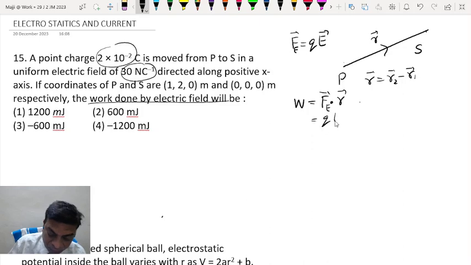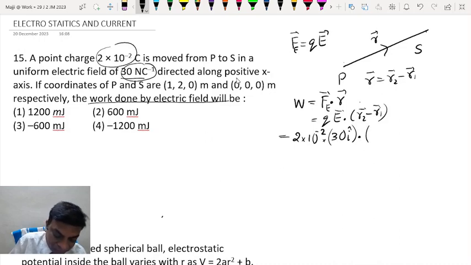So here you have Q into vector E dot vector R2 minus vector R1. So let us substitute the values. Charge is 2 into 10 power minus 2. So 2 into 10 power minus 2. Electric field is 30 I cap because it is along the x-axis.